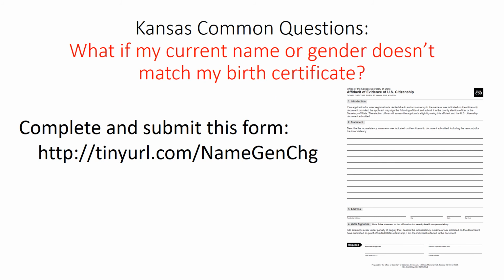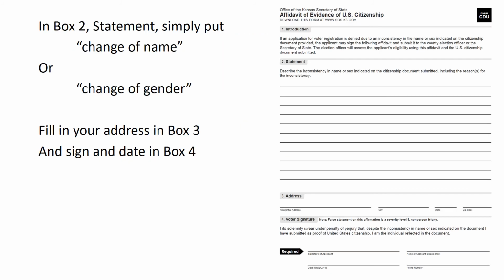What if my name or gender doesn't match my birth certificate? Follow this website to download the Affidavit of Evidence of U.S. Citizenship. In Box 2, the statement, simply put change of name or change of gender. Fill in your address in Box 3 and sign and date in Box 4.